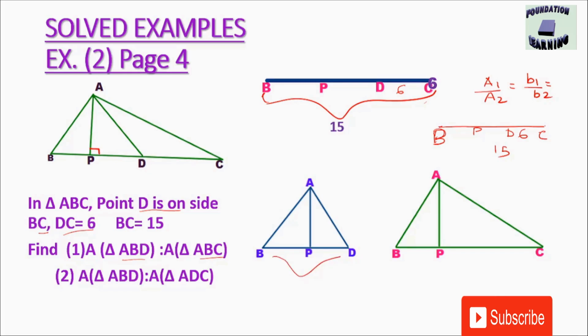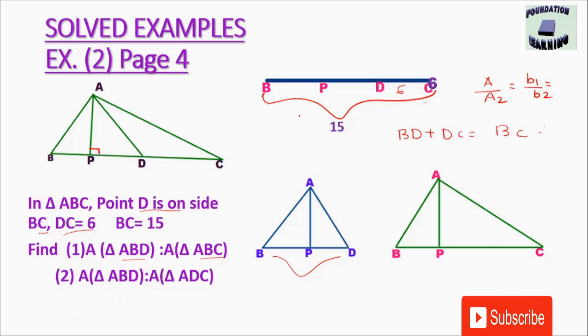Now, do we know the value of BD? We don't know the value of BD, so we need to find it. How do we find it? In order to find it, we need to use the measurements which are given. It's given that BD plus DC is equal to BC.